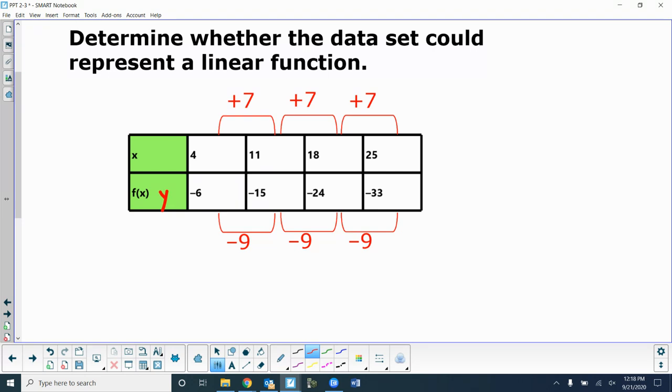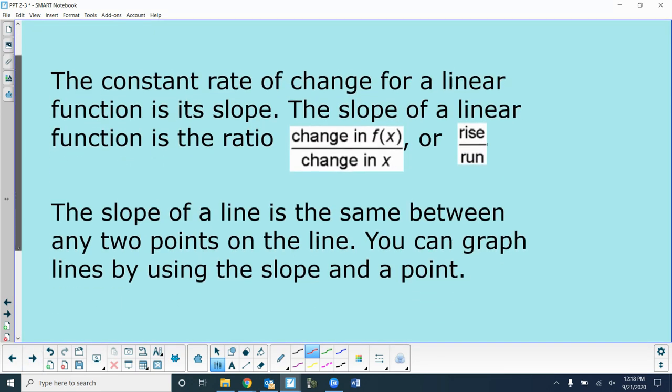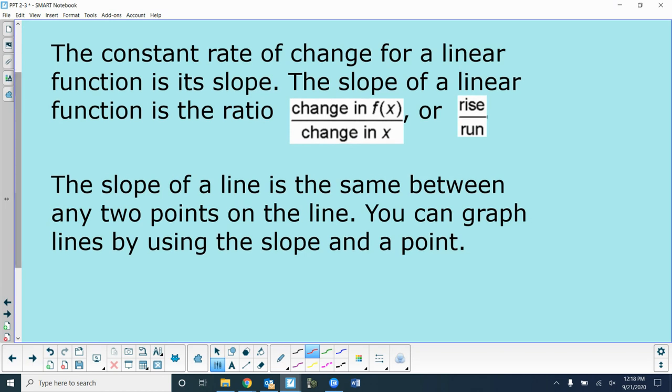That's actually going to be your slope, right? The constant rate of change is the slope, which we're talking about now. The constant rate of change for a linear function is its slope. The slope of a linear function is the ratio change in f of x over the change in x. Again, f of x is the same as y. Or we'd like to say rise over run, right? Remember, rise is up and down, and run is right and left. Up and down is your y-axis, right and left is your x-axis.